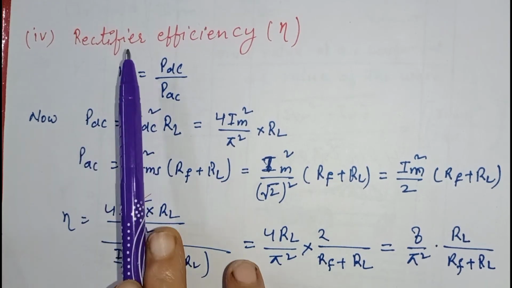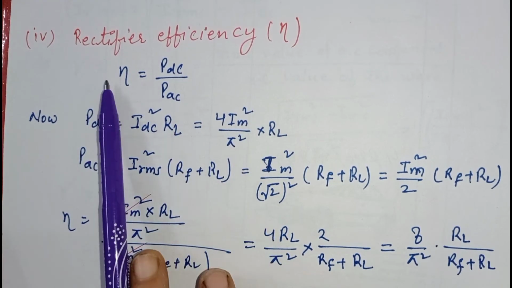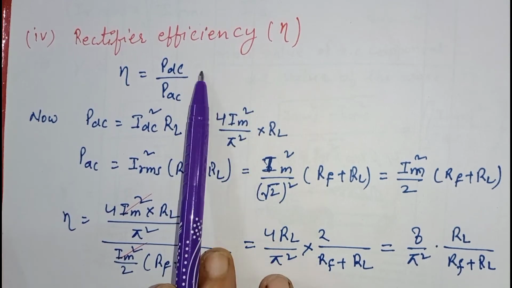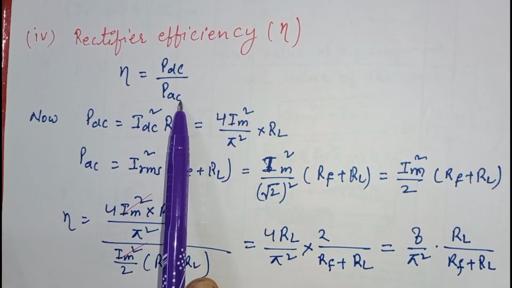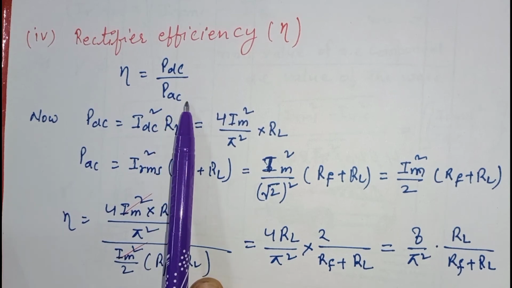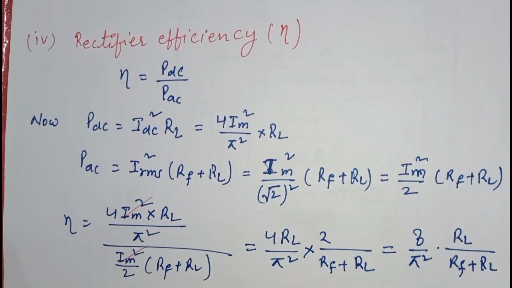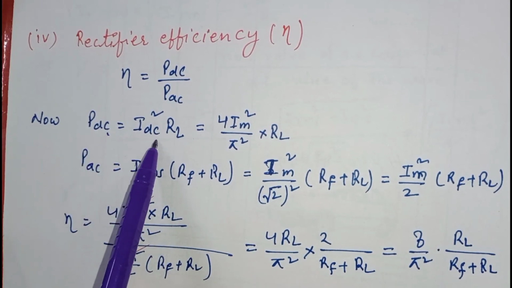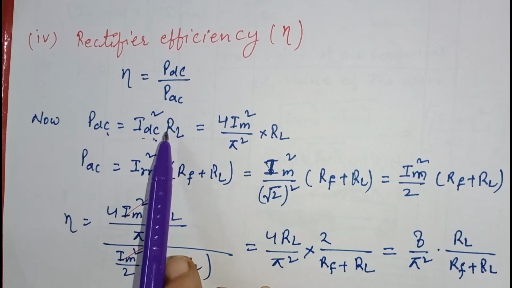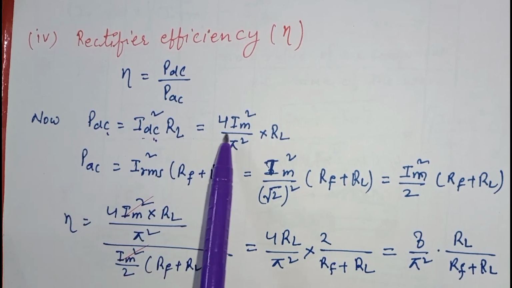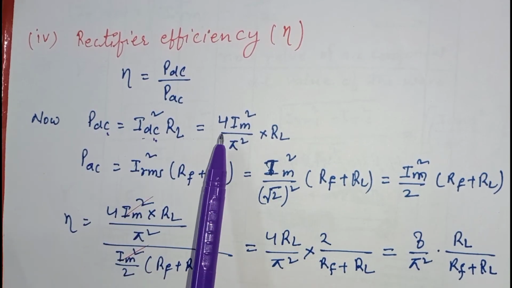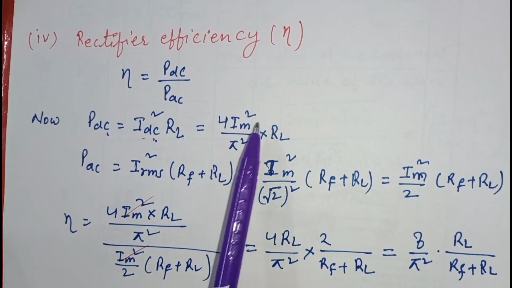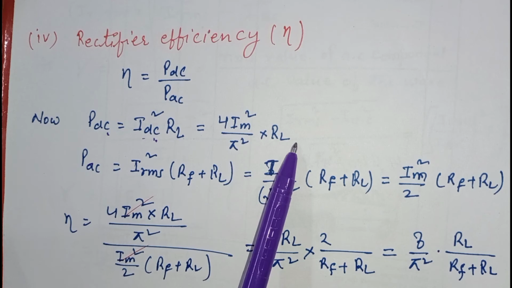Now we'll find the expression for rectifier efficiency. Efficiency is equal to the DC power that we are getting at the output divided by the AC power that we are feeding at the rectifier input. So now we'll find PDC equals IDC square into RL. This is the DC current, IDC, which we found is 2 Im upon pi. After squaring we will get 4 Im square upon pi square into RL.